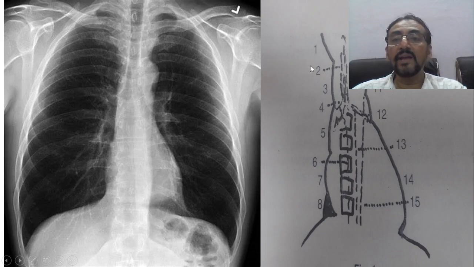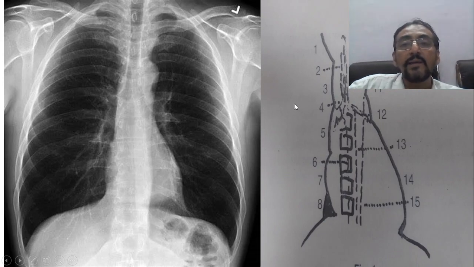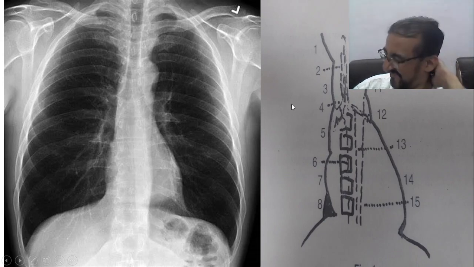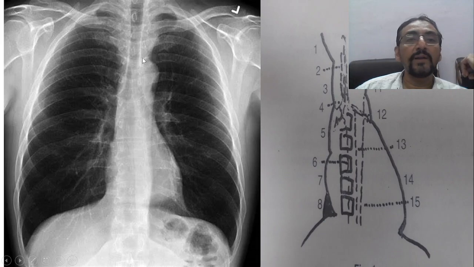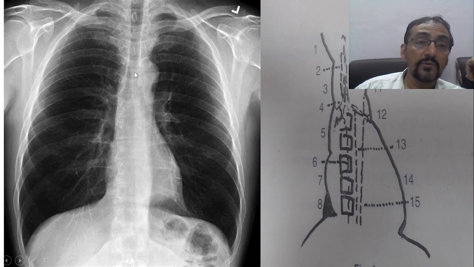Okay, now what is area number 3? Can anybody say? Superior vena cava. So if this is here, then superior vena cava, this particular area. The superior vena cava is just before the division of the, sorry, trachea. The trachea divides here, going to the right side, and from here going to the left side. So this particular area is the superior vena cava area.